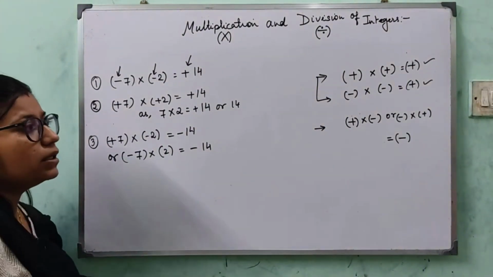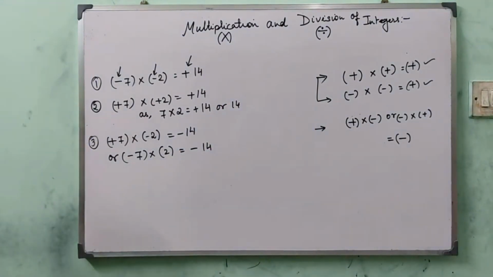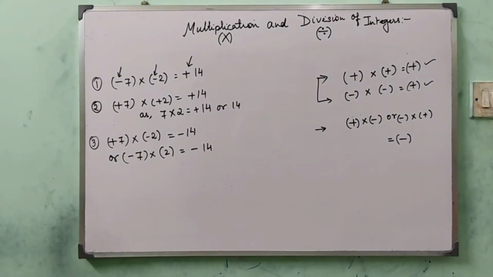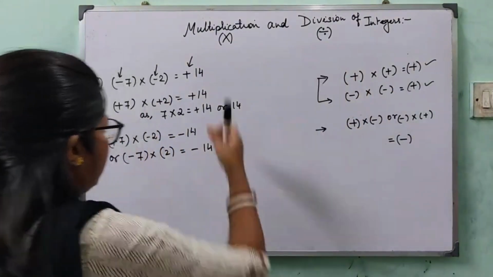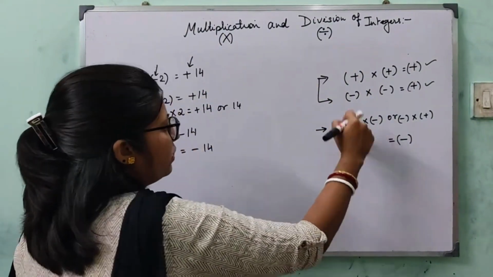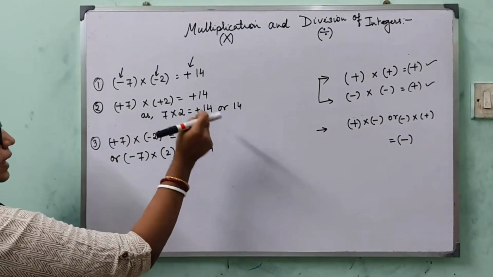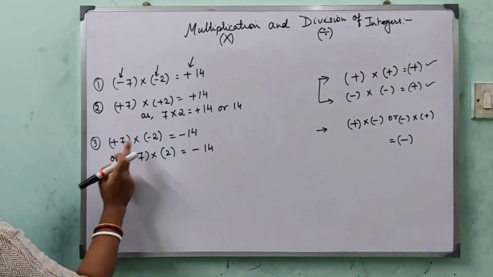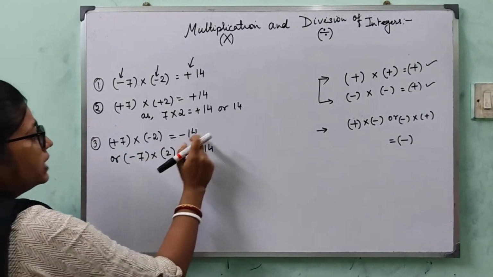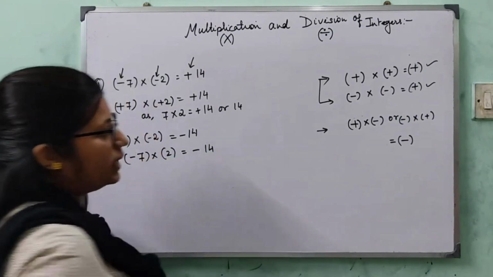So when you multiply integers having the same signs, then the result will have a positive sign. If both integers are positive, the product will also be positive. And if one of the integers is positive and the other negative, then the result will have a negative sign. Like here we saw plus 7 into minus 2 is equal to minus 14, or minus 7 into a positive 2 is equal to minus 14.